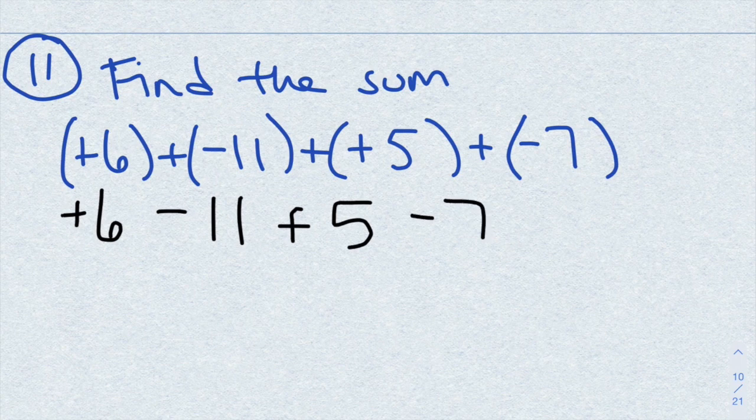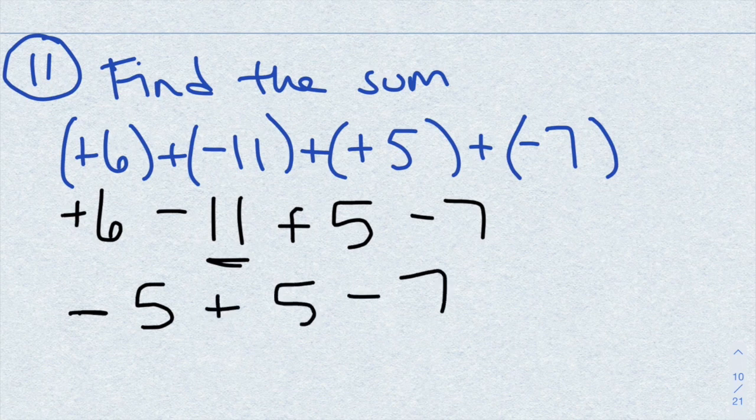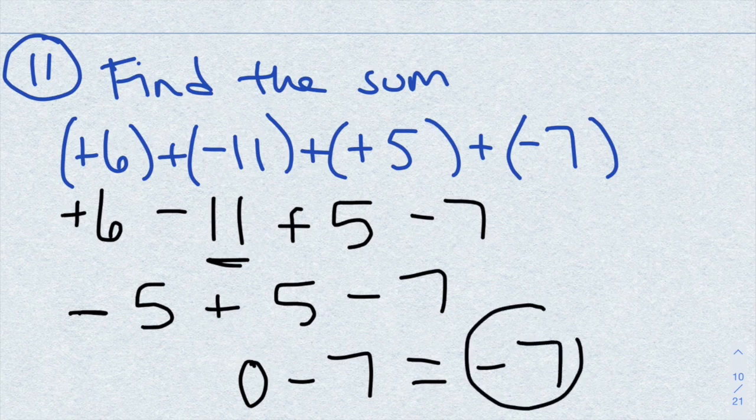Okay, now what I do when I add a positive and a negative, I look to see which is greater. So in this case, my negative is greater. So I'm going to subtract, because I'm adding a positive and negative, and end up with a negative. 11 minus 6 is minus 5. Bring everything else down. Minus 5 plus 5 is 0. 0 minus 7 is negative 7.